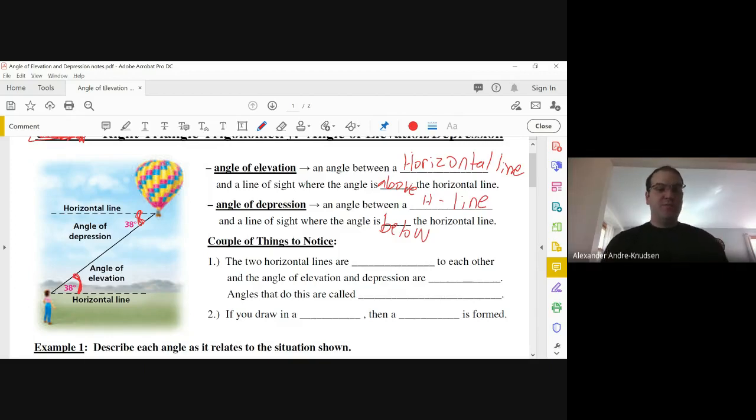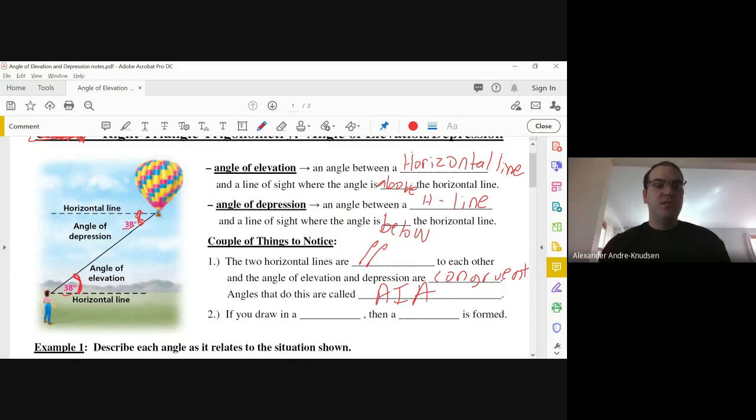If you're looking at this picture, one thing we notice, the two horizontal lines are parallel to each other. So the angle of elevation and depression are congruent, because these angles are alternate interior angles. So if you're ever doing problems, the angle of elevation and depression should be the same. Just like right here, they're both 38. They should be congruent because they're alternate interior angles.